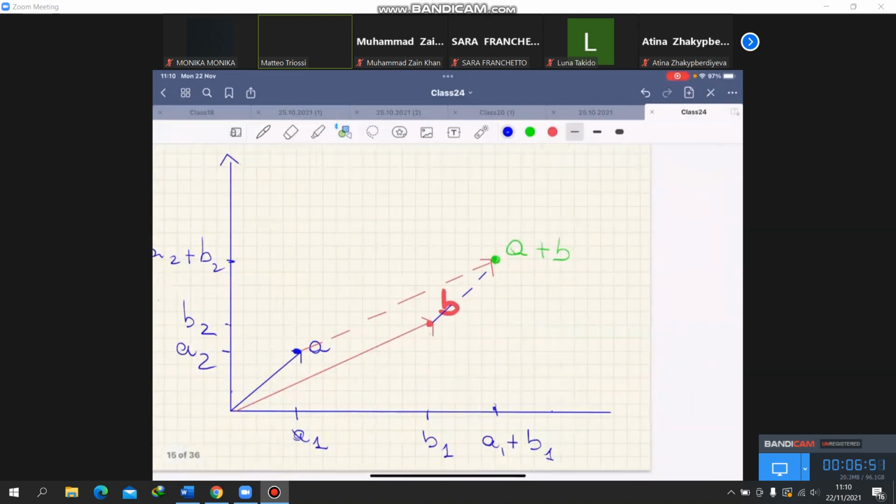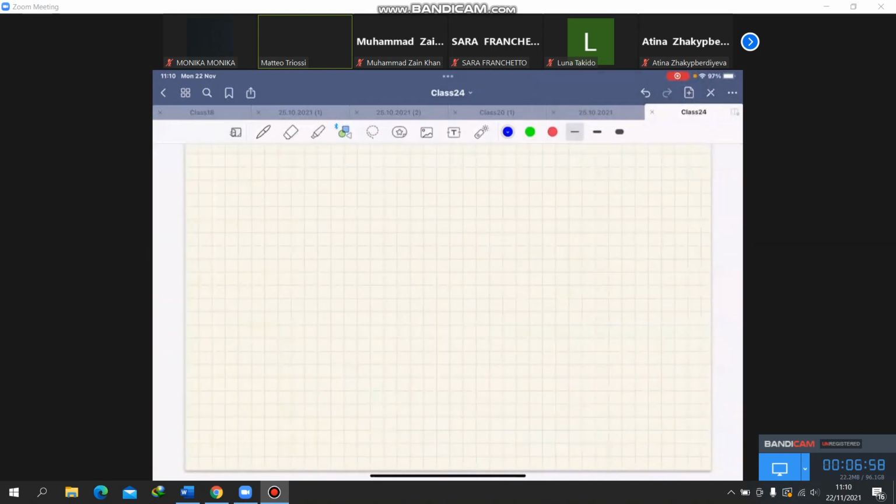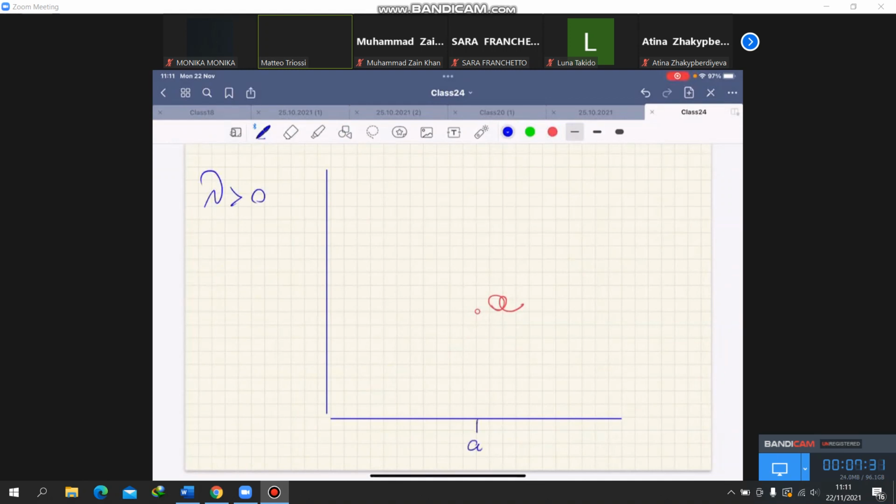Then we have the last concept, the last operation we have defined, which is multiplication by a scalar. Let's make another example. And we have a vector, say A, and you have some lambda greater than 0. Here it's A1 and A2. So let's check what is lambda A.